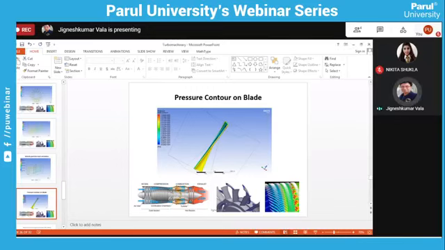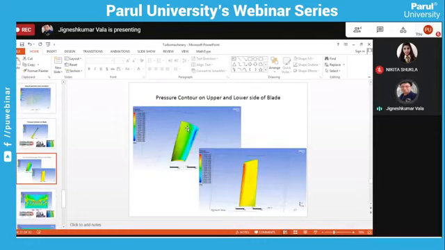So the pressure contour on the blade, look at this. The pressure contour at the suction side as well as the upper part and the lower part. This is indicating the upper part of the plate, and this is indicating the lower part of the plate, right? In the first slide we discussed the lift force. What do you mean by the lift? We have to improve the lift, we have to minimize the drag, right? So we have to apply all these fundamentals here.